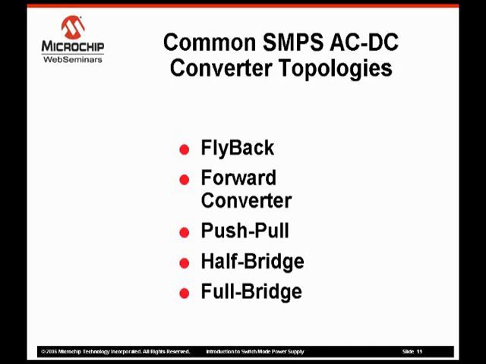The half-bridge converters have moderate complexity using 2 transistors and are used for medium power applications, again 150 to 500 watts. The full bridge converter uses 4 transistors and is the most complex of the common topologies. The full bridge converter supports high power applications of greater than 1 kilowatt.